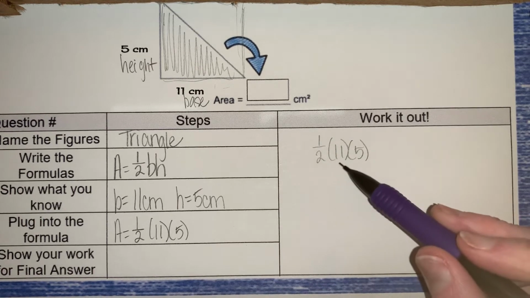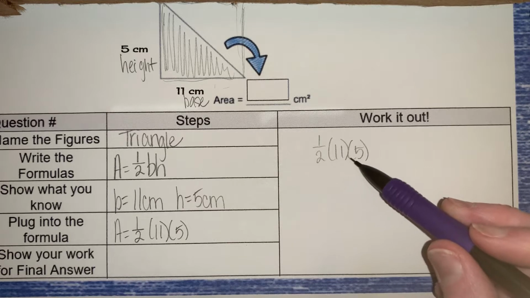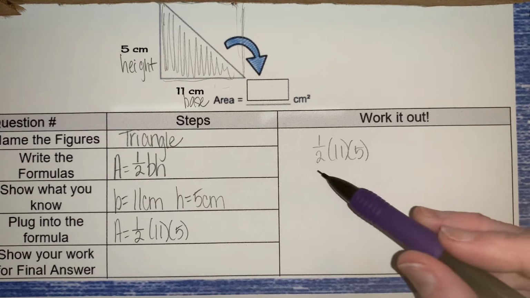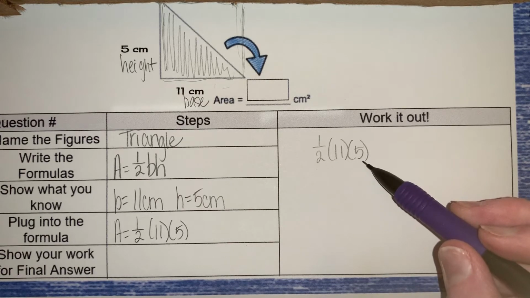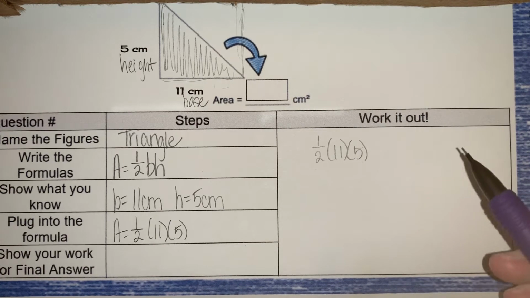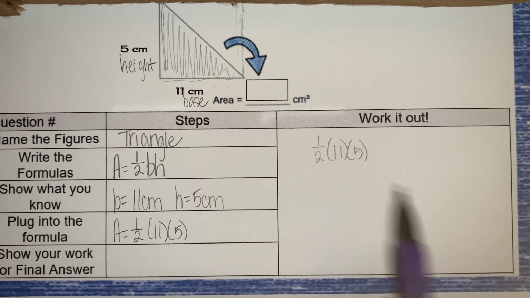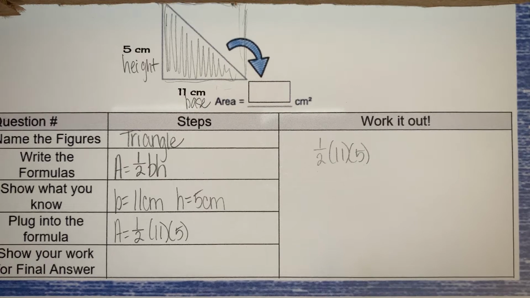Or you could find half of the base and multiply it by the height. Or you could find half of the height and multiply it by the base. Halving either one of these numbers is going to give you a decimal. So it probably isn't the best idea to half either one of those first. It would be easier to multiply the base and the height, and then we'll divide that by 2. So 11 times 5 is 55.